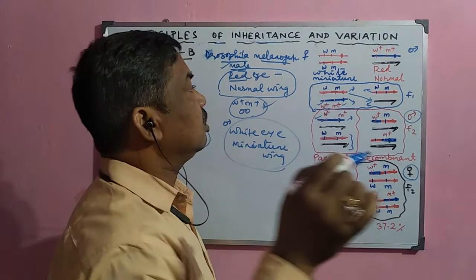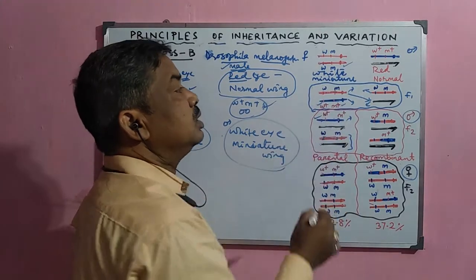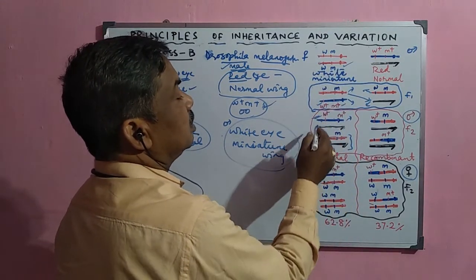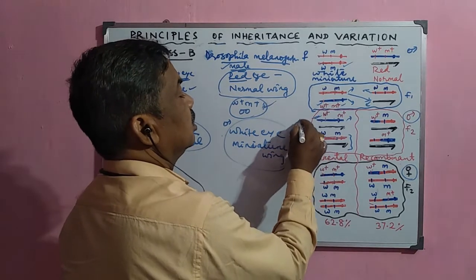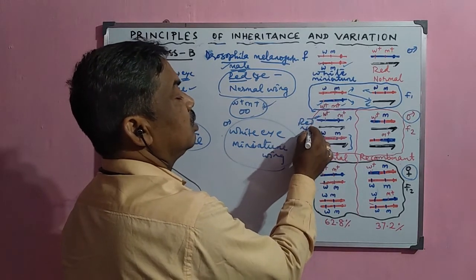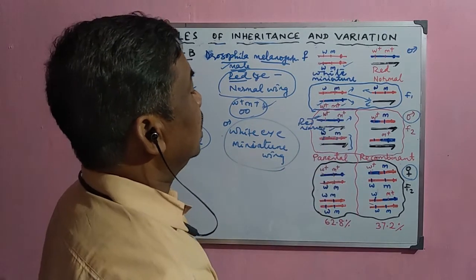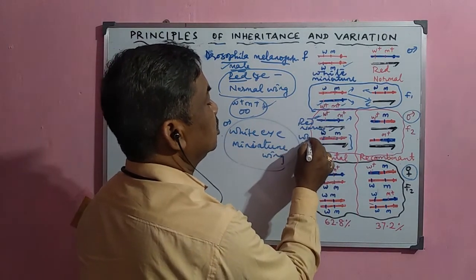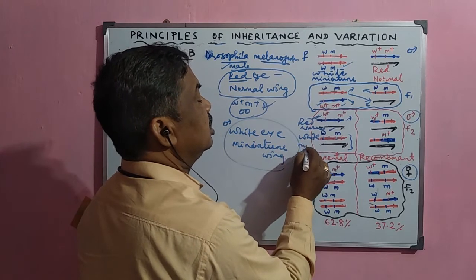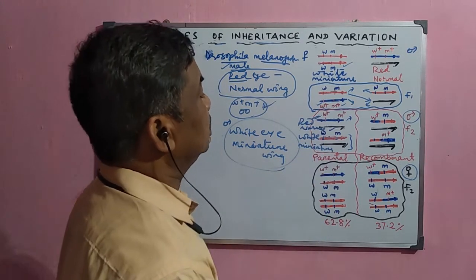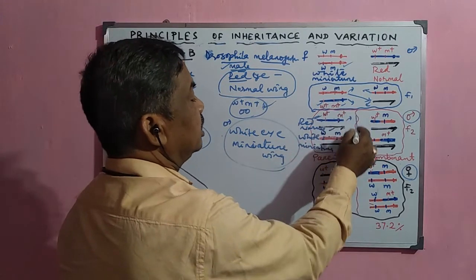First one, the parental combination, that is your white miniature and red normal. Here, what happened? It is your red normal. This is the red and normal type, and this is your white and miniature type. This is the white and miniature wing. So this type of combination he observed here. These are called the parental combination.